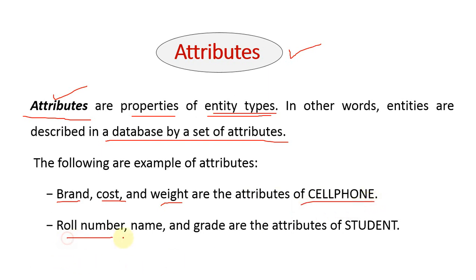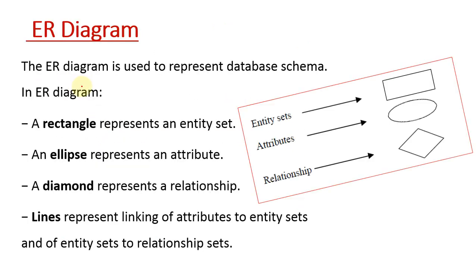Roll number, name, grade are the attributes of student. So the attributes are nothing but the properties of entity types. Say the student table may have roll number, name, address, contact number, email ID, etc. All these are attributes.